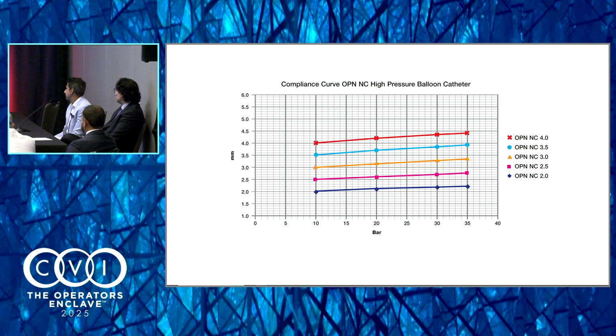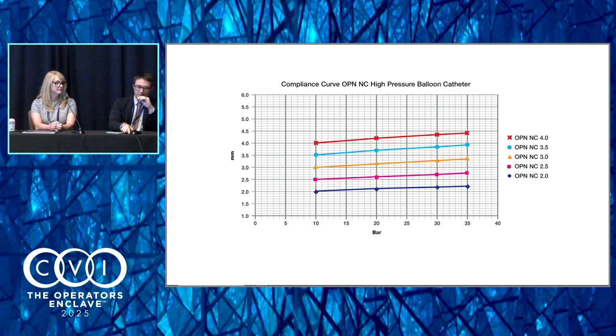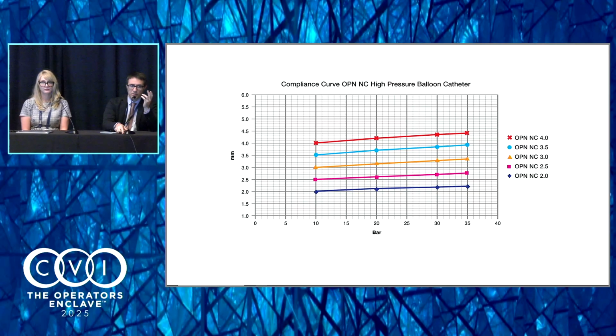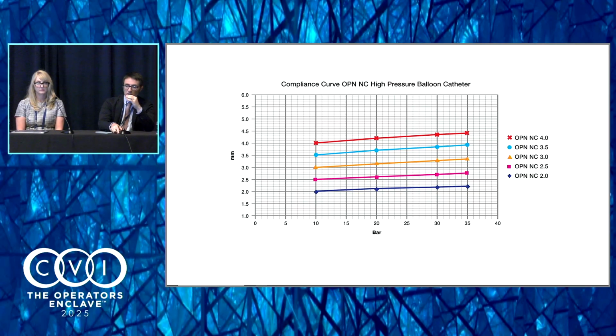I completely agree with you. Every cath lab with complex PCI should have this one. I think the OPN-NC balloon works very well alone, but the combination is maybe the future of what we will see in lesion preparation and expansion.